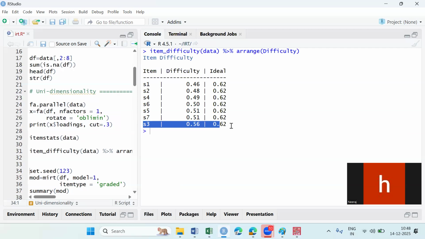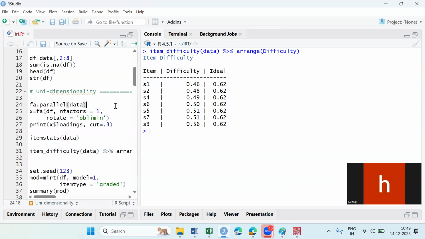S3 is the easiest item. Please note down this one particular point: higher score means easier item, and lower difficulty means tough item. So item S1 is actually tough. S3 is the easiest item, where everybody is of the same opinion and everybody agrees, so it can be dropped.